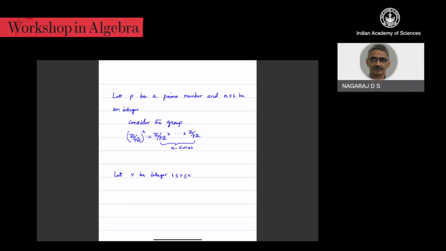Okay. So, consider the set S_R equal to the set of all M, where M is contained in Z mod P Z to the power n, M is a subgroup, and M is isomorphic to Z mod P Z to the power R. So I want to know what is the cardinality of this set of all such groups.